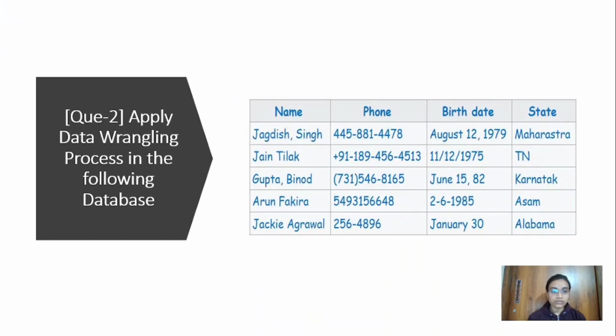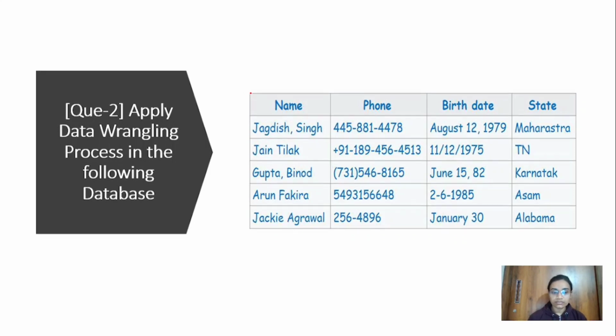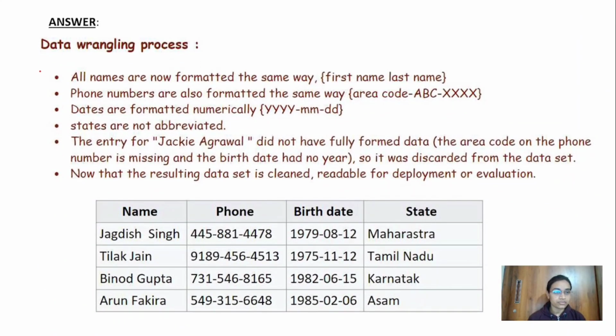Now moving towards question number 2: apply the data wrangling process to the following database. Here is the database. We need to perform data wrangling. Data wrangling is nothing but a process in which we convert raw data into a usable or more understandable format. It is also known as data munging. So let's move toward the solution.